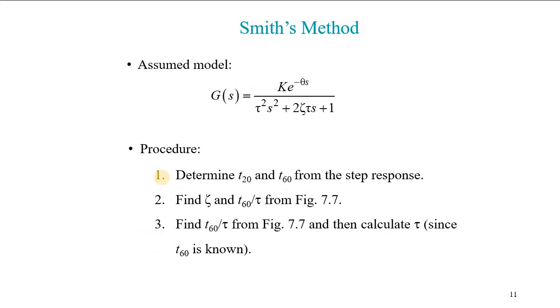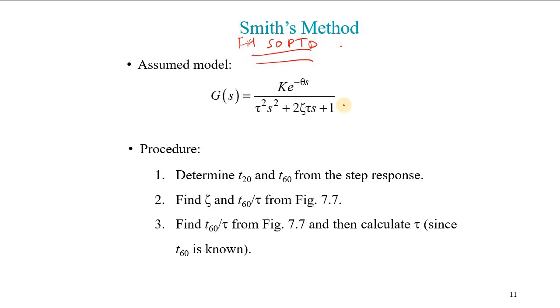Okay, so what do we have? We have the Smith method here, and in the Smith method you always remember what I want to fit. I want to fit a second order plus time delay. So if I'm requested to fit a second order plus time delay, I will not use the slope intercept, I will not use the initial slope, I will not use the SNK method that is used for first order fit. I'm going to use the second order plus time delay.